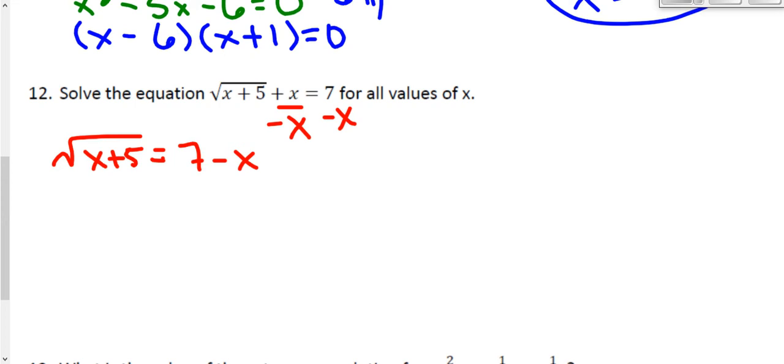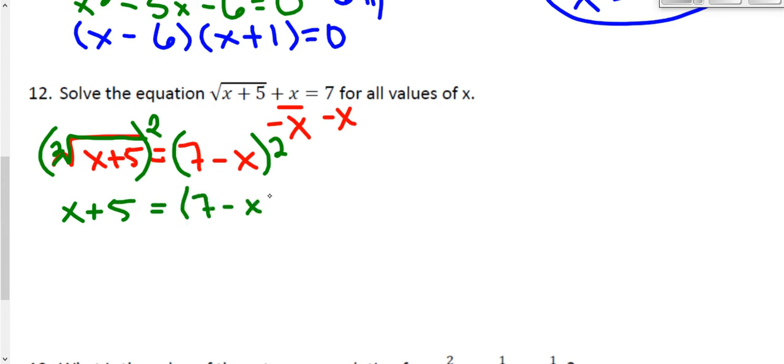Now that the radical is all by itself on this side of the equation, I can undo the square root by doing the second power. So I can use the exponent that matches this invisible index of 2 over here. But if I square the left side of the equation, I also have to square the right side. On the left side, the square and square root cancel, so x plus 5 is just by itself. But on the right side of the equation, I have to do 7 minus x times itself. I have to square it.